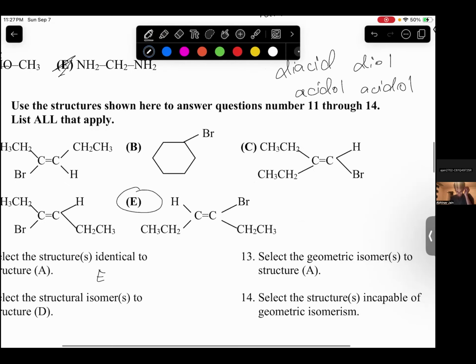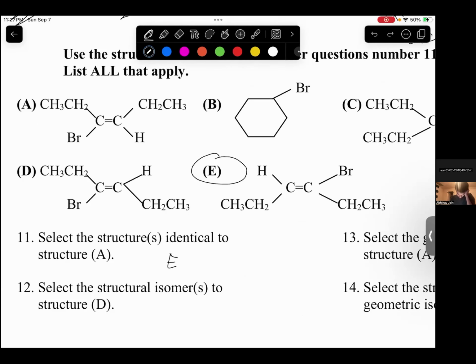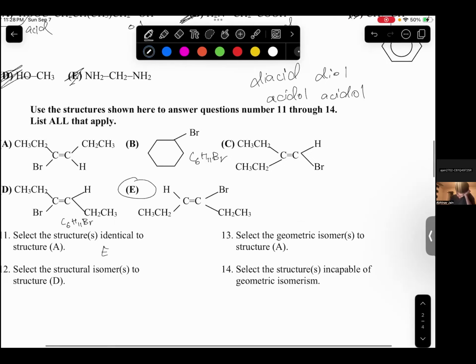And then 12, select the structural isomers to structure D. D looks like this. If we count the chemical formula, how many carbons are there? 6 carbons, C6. And how many hydrogens? We're going to have 6 plus 3, so that's 9 plus 11 hydrogens, so C6H11 and then Br. Looking at this compound, this is also C6H11Br. Then looking at the other compounds, this is also C6H11Br.